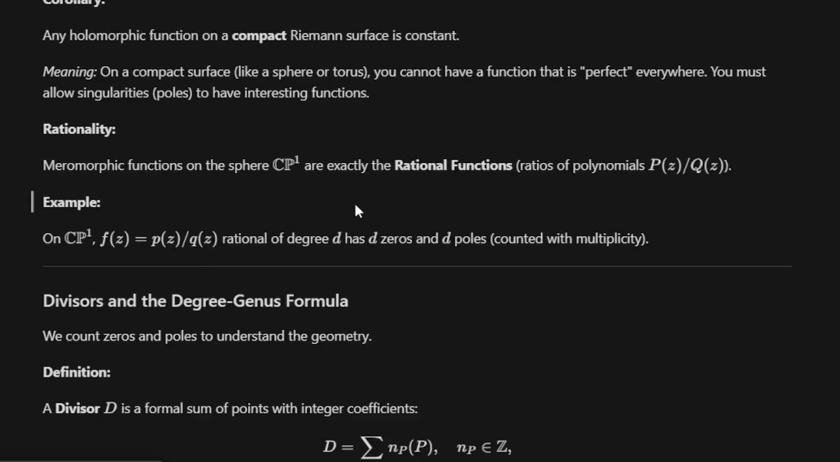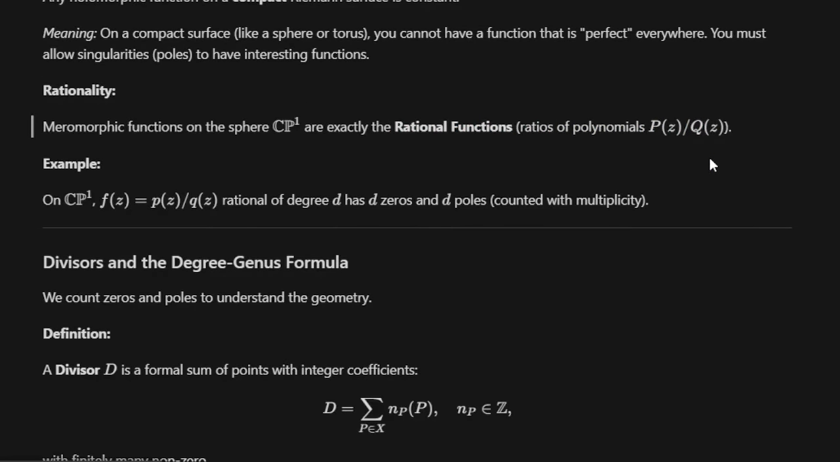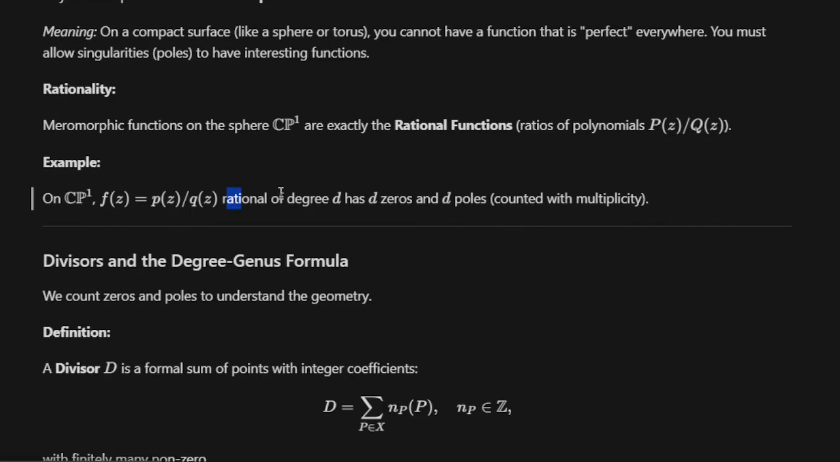And really, meromorphic functions on the complex projective sphere, CP1, are exactly the rational functions, the ratios of polynomials. So, for example, these functions of rational degree d have d zeros and d poles counted with multiplicity.